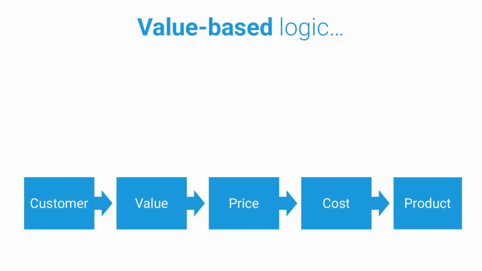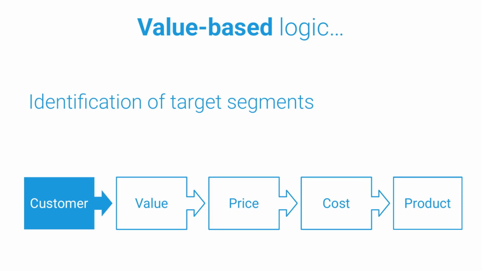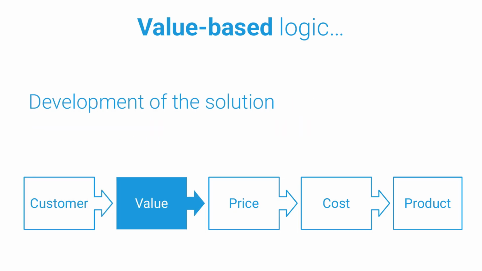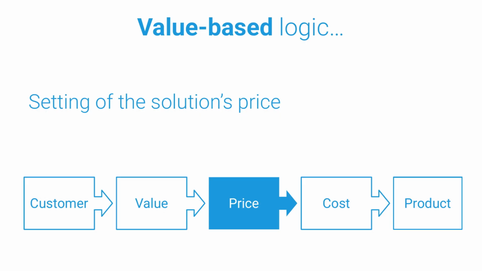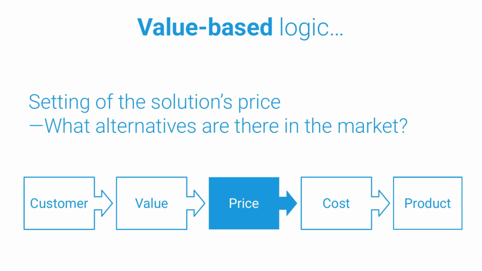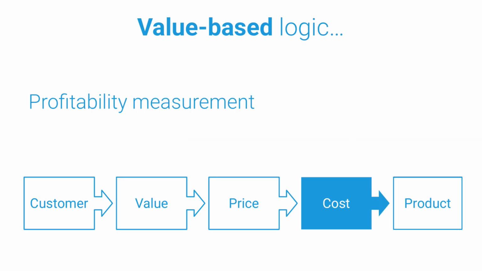Value based logic, on the other hand, starts by understanding who the customer segments are that we want to target and what their needs are. Then the solution is designed to satisfy those needs, including what customers truly value and leaving out attributes that are not relevant to them. Next, the price of the new solution is defined based on the alternatives or substitutes available in the market. Then its profitability is measured to determine if the solution we want to launch is financially viable. If it isn't, we must go back to the design table to eliminate irrelevant attributes and optimize costs.